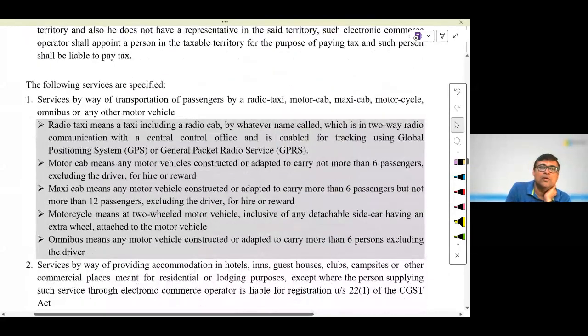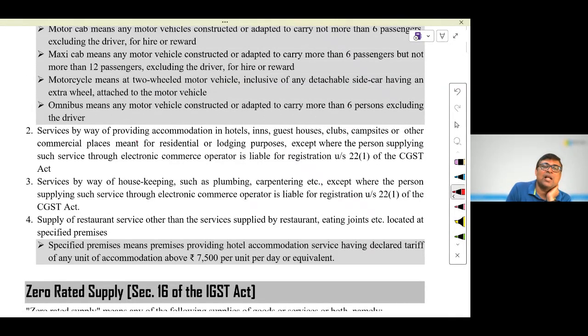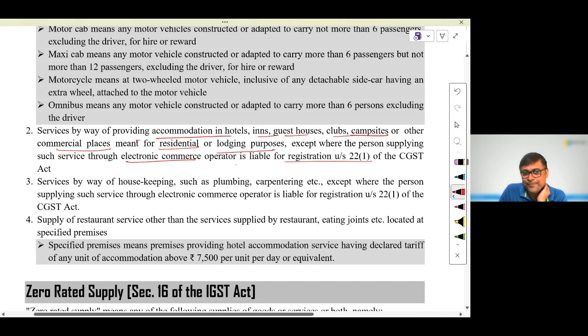These are the persons, these e-commerce operators, who are responsible to pay GST. Service by way of transportation of passengers by radio taxi, motor cab, maxi cab. You can say that this is the case of Ola, Uber. Services by way of providing accommodation in hotels, inns, guest houses, clubs, campsites, or other commercial places meant for residential or lodging purposes, except where the person supplying such service through the electronic commerce operator is liable for registration. That means OYO, etc.